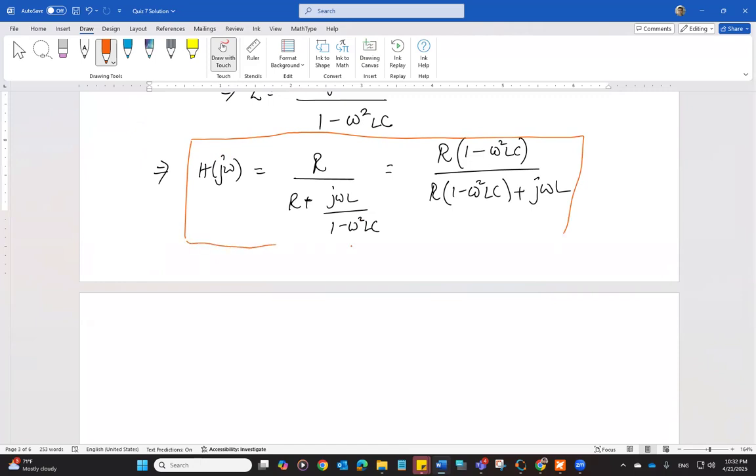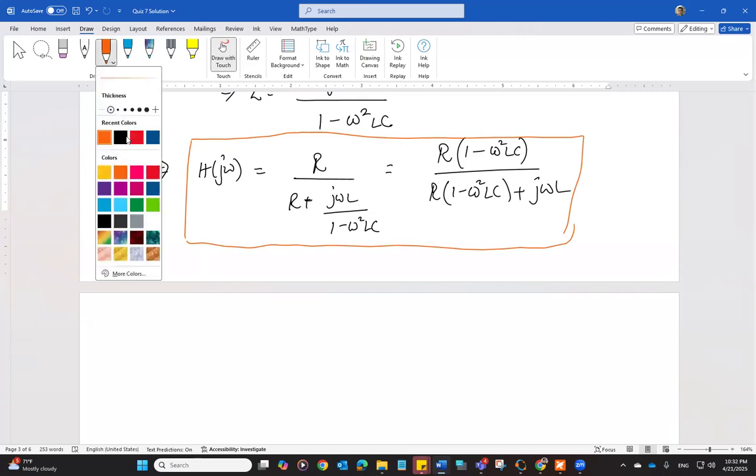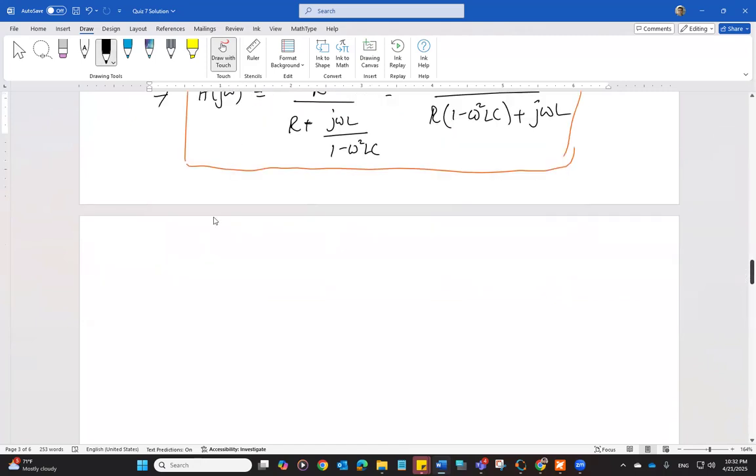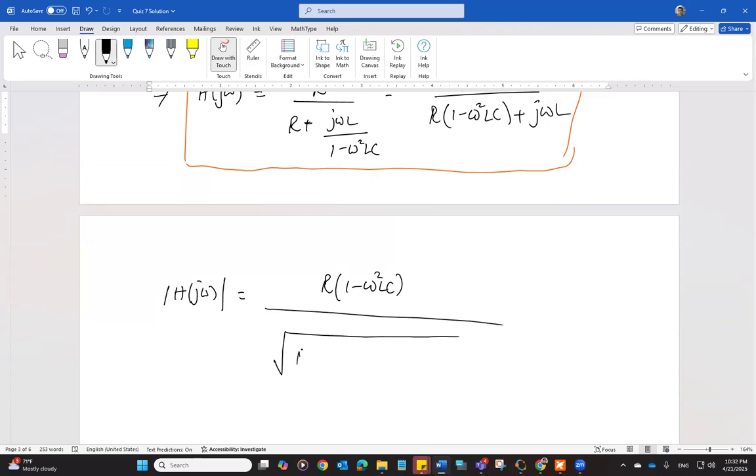Now, this transfer function, of course, has a magnitude response associated with it, and there's a phase response as well. We can go ahead and write the magnitude and phase response expressions as well. So the magnitude response equation is simply going to be R times 1 minus omega square LC divided by the square root of R square times 1 minus omega square LC, squared, plus omega L squared.